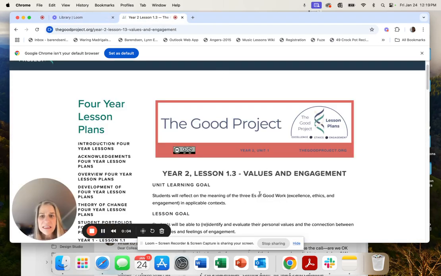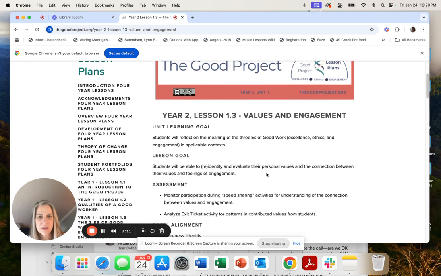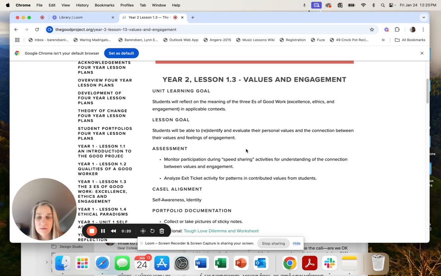So, this is an introduction to lesson 1.3 of year 2 of the Good Project lesson plans. This particular lesson focuses on values and engagement. The lesson goal is that students will be able to re-identify and evaluate their personal values and the connection between values and feelings of engagement.